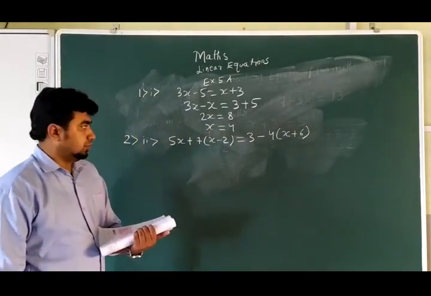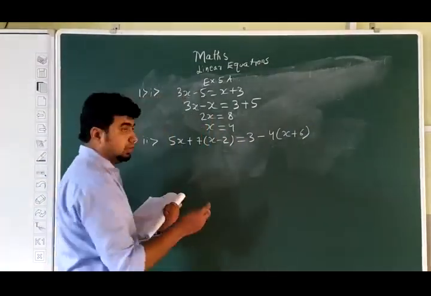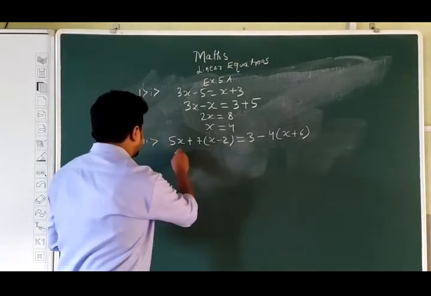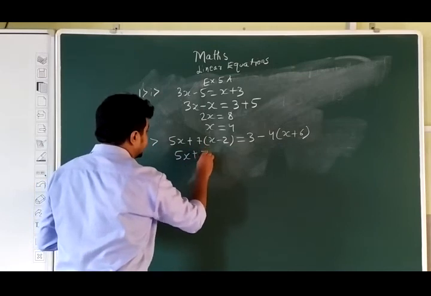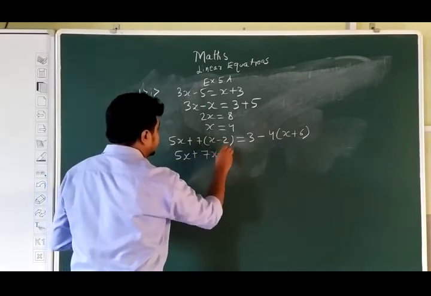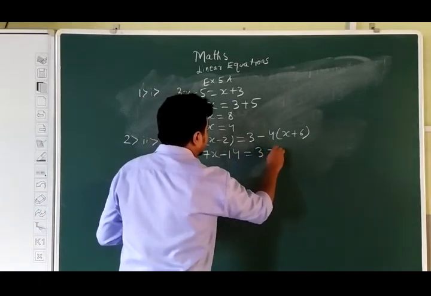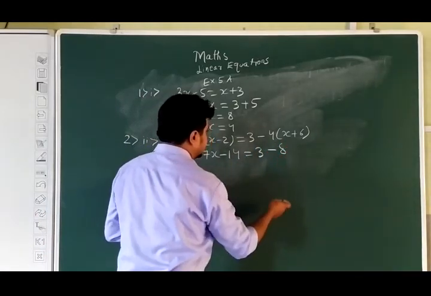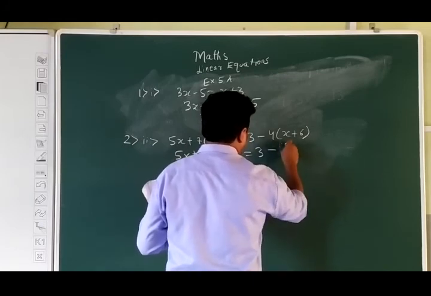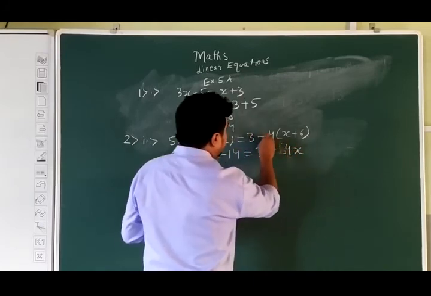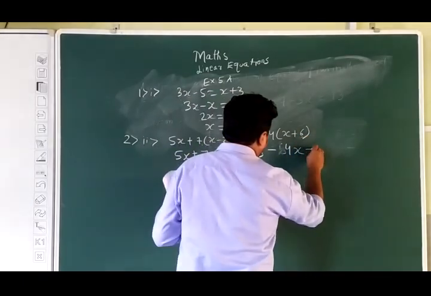This question is given to us. 4 of x plus 6. Now we have to think that 5x, 7 into x is 7x, 7 into minus 2 is minus 14. And from here we are getting 3 minus, this will be 4x, minus 4 into 6 will be minus 24.